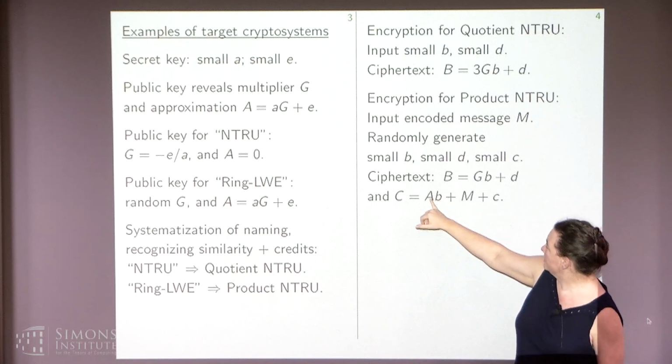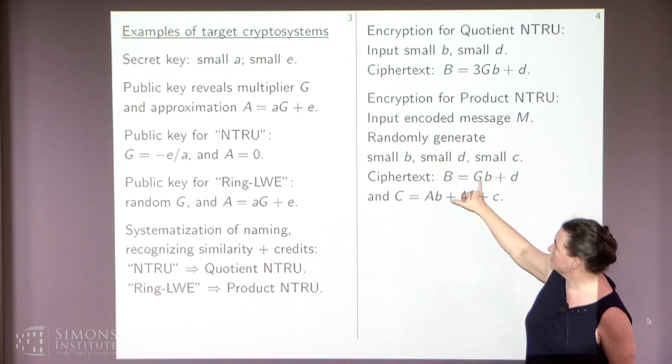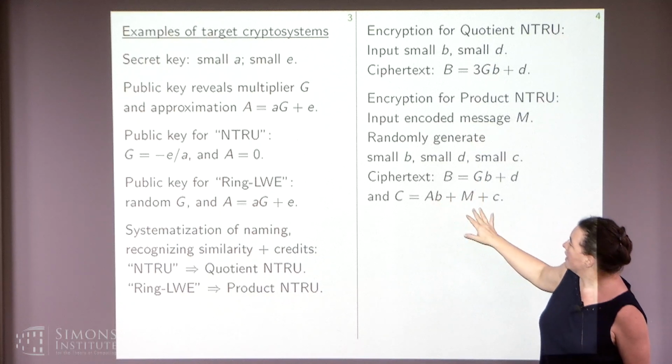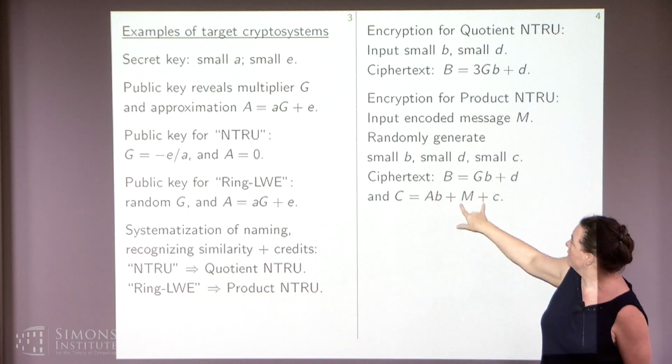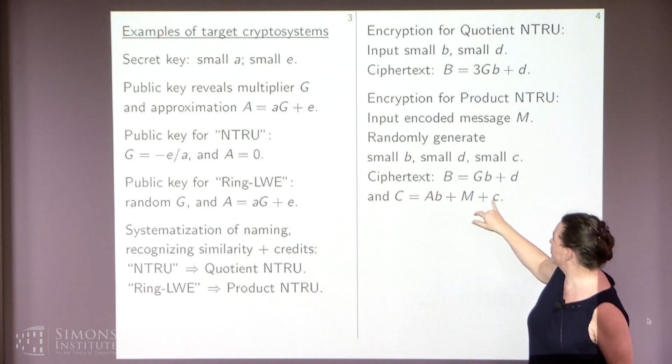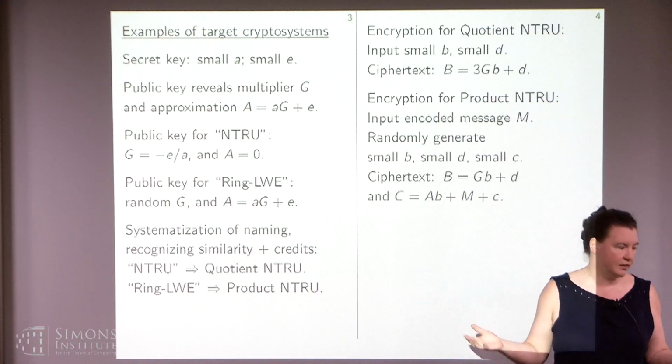Because the A is different from the G. So that's a G1, and this is the G2 over here. And then if you can get that value, well, then you have the ciphertext without the M. You subtract, and you're getting the message.